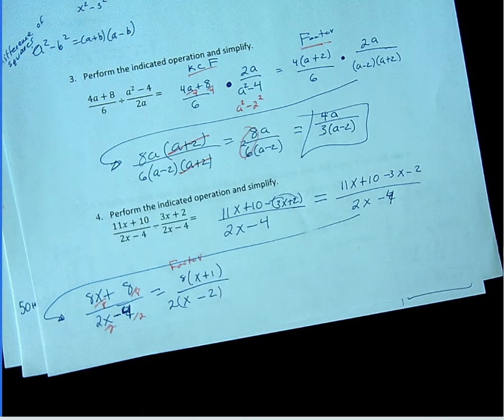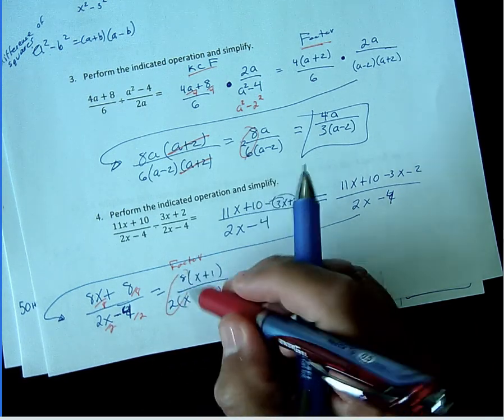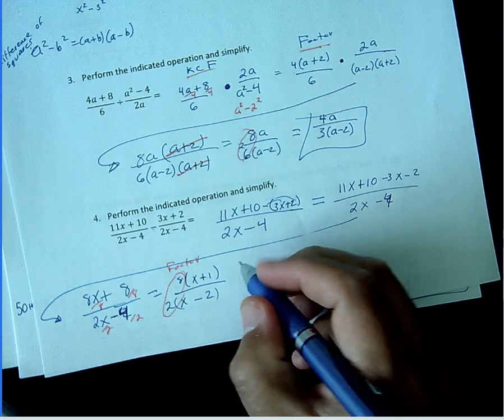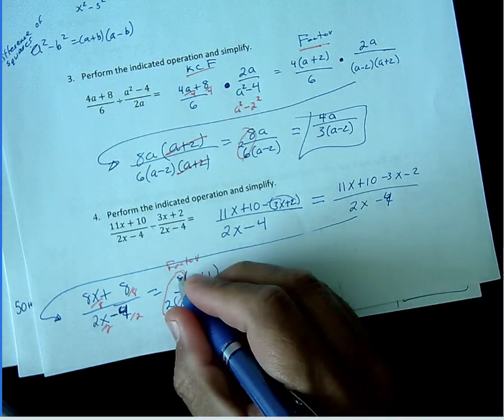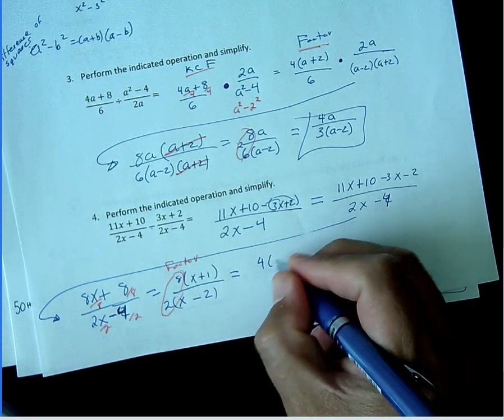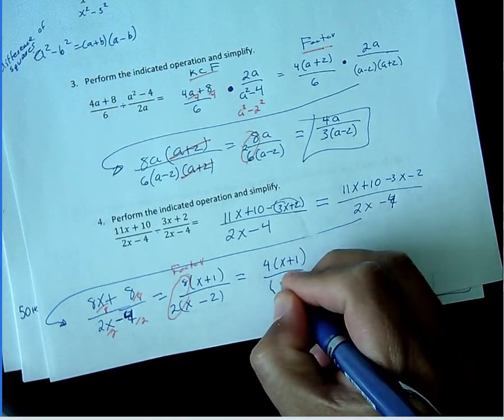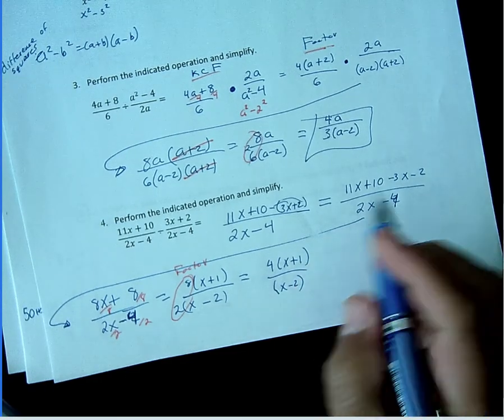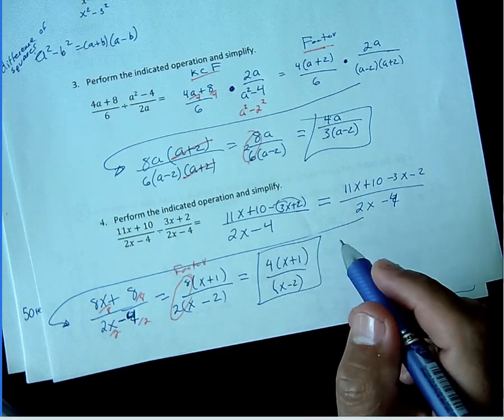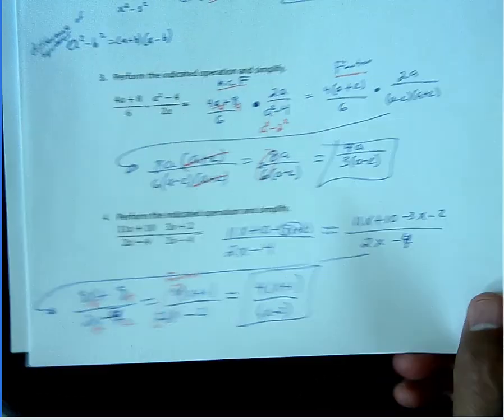So again, we could reduce just these numbers. This we can do nothing about. So this would just be 8 divided by 2 would be 4, x plus 1, x minus 2, like that. You can leave it like this. That would be the answer for that one. Okay, let me do these two.